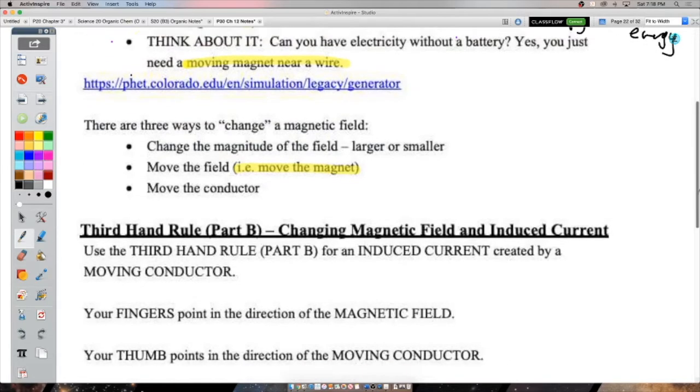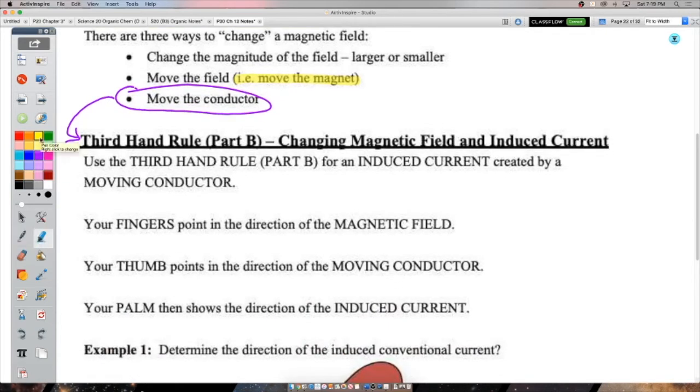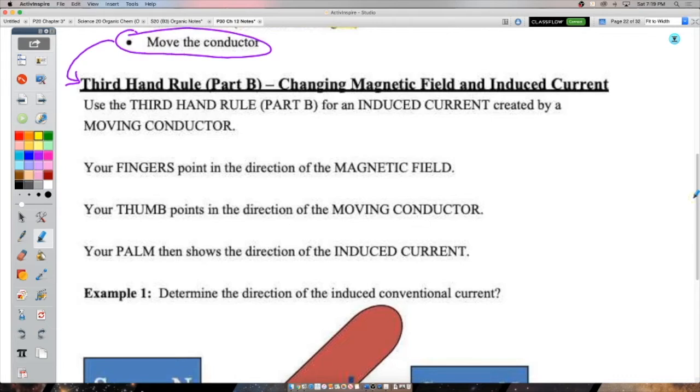So this is going to lead to one final application of our third hand rule. What if you move the conductor within a magnetic field? How will that change the current flowing through the conductor, or how will it cause current to flow through the conductor? We call it the third hand rule, part B, but honestly, there's nothing different about the regular third hand rule. The only difference is that now that magnetic force is going to act on the charge to cause it to flow in the first place, instead of it already having flowed, and then the force acting externally. Now, the force is what's actually going to cause the charge to flow, okay?